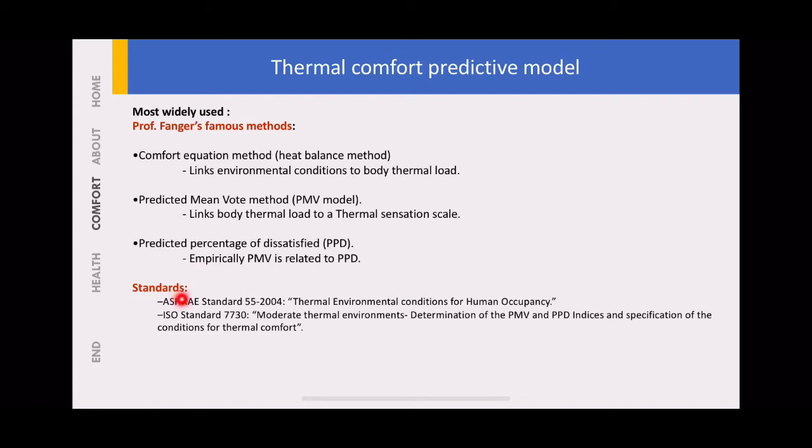So the standards that we are using are the ASHRAE standard. We have a few years, maybe the latest one will be 2019 or 2018. Thermal environmental conditions for human occupancy, majority of it was written in 2004, and also ISO standard 7730 entitled moderate thermal environments, determination of PMV and PPD indices, and specification of conditions for thermal comfort.